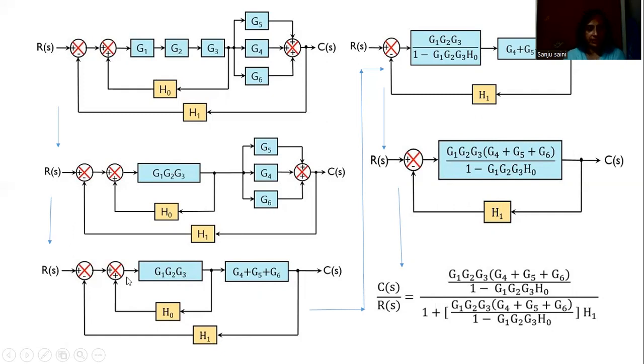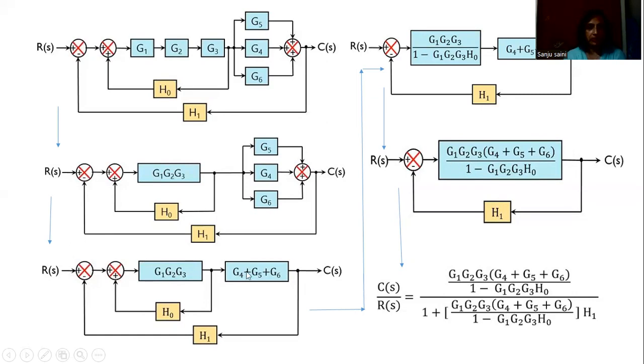Now the third step is, in case we can observe a simple loop present within the block diagram. This is the simple loop that we can directly identify, and it can be replaced by the overall forward path transfer function G1G2G3 and reverse path transfer function H0. In this case, the positive feedback is there.